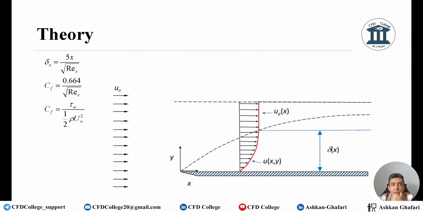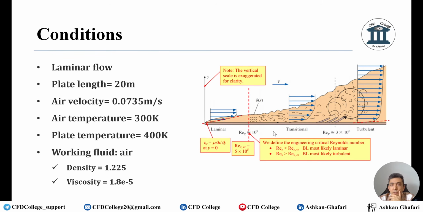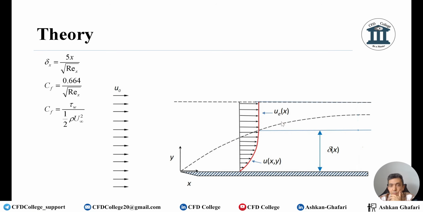So, some theoretical insights. This is the flow over a flat plate. As you can see, when we have a flow over a flat plate, we have the boundary layer. This is the boundary layer, actually. This delta represents the height of the boundary layer, and as you can see, it varies at different locations.